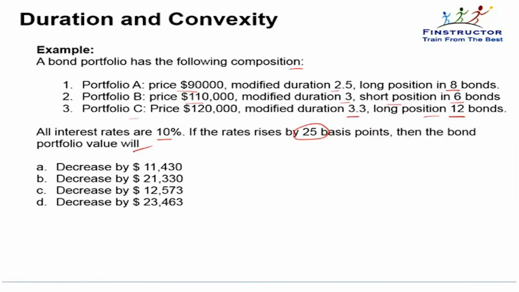So there is no convexity given to us in this case. So we will ignore convexity and just solve with the help of duration. So for each bond or each portfolio individually, calculate the change in price and then sum it all up to calculate the total change in the price for the portfolio.